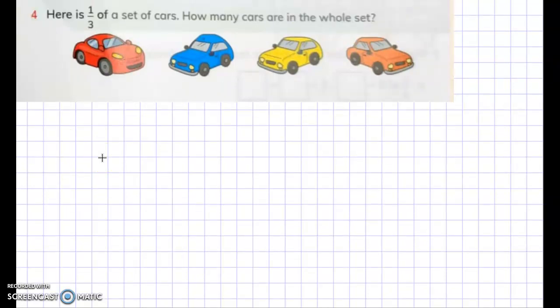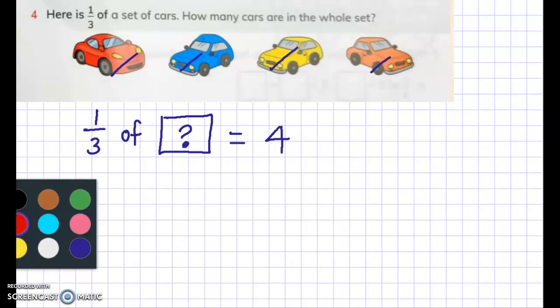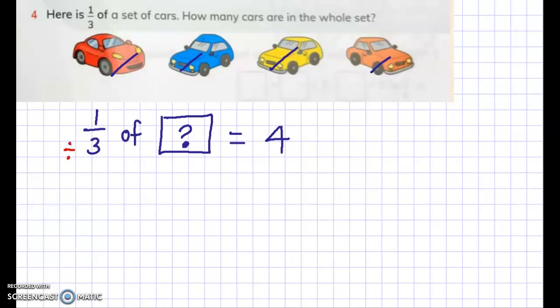So the total number of cars will be 12 cars. In other words, we are also looking at 1/3 out of how many cars gives you 1, 2, 3, 4 cars. So we need to find out what is the total number of cars. How do you work this backwards? Remember, the bottom number is a divide. Top number is a times.